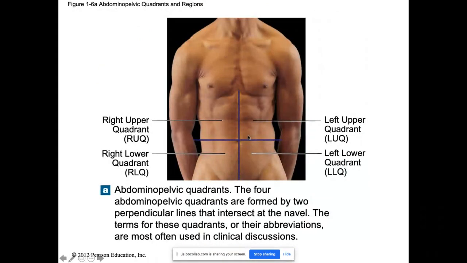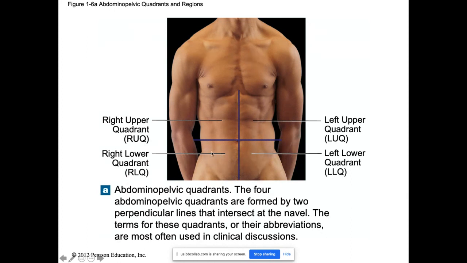It's important to know quadrants versus the 9 regions. So again, remember this is the anatomical position. So this is the right upper quadrant, right lower quadrant, left upper quadrant, left lower quadrant. Why is this important? It's important because a patient comes in with right lower quadrant pain. Now, that's what it would say on the paperwork. And we have to go, well, what do we have here in the right lower quadrant?